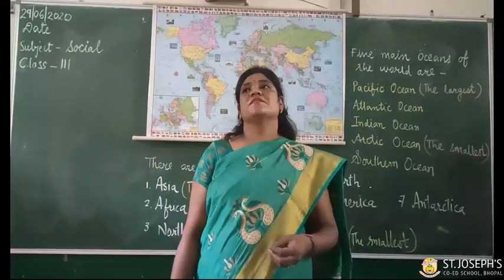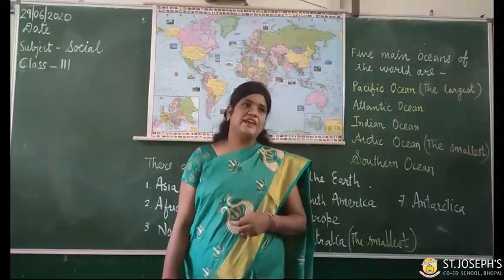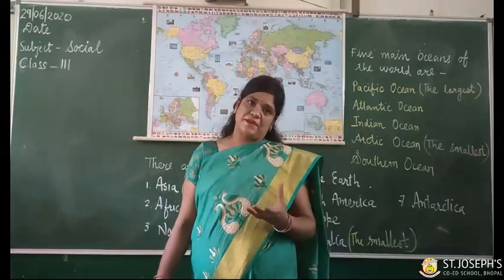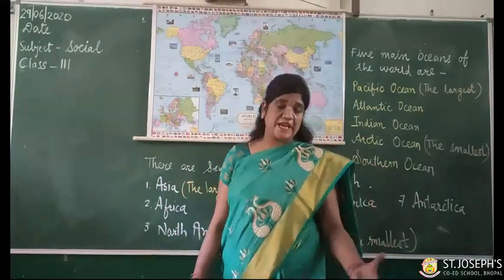In our previous topic, we just read about maps and the globe. The model of the earth is called a globe, and maps are big and maps are small, as I told you. Then we recapitulated our topic.